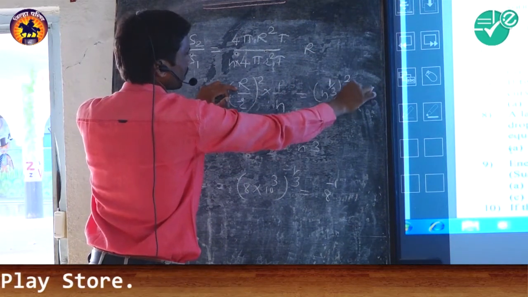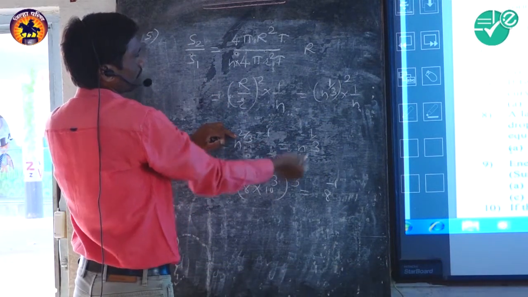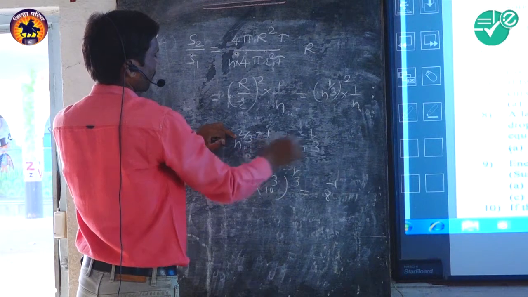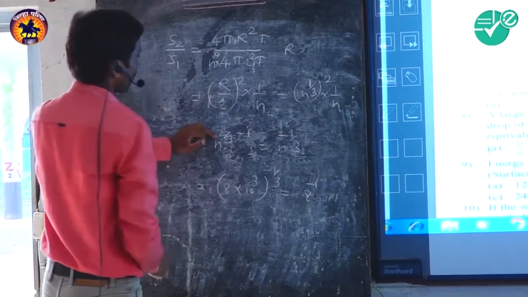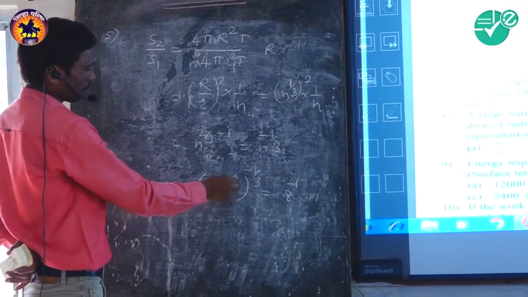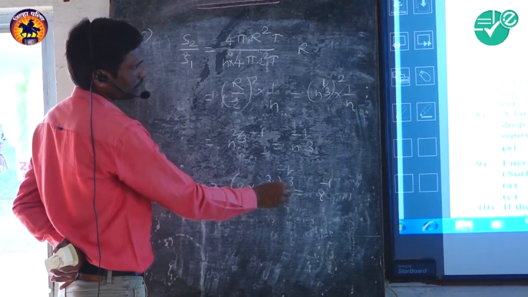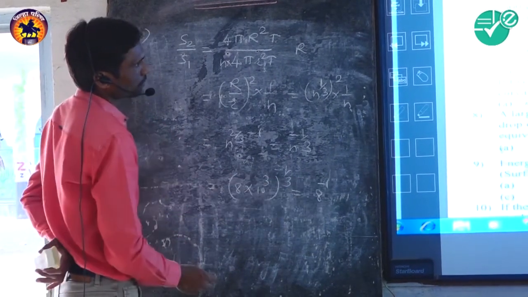Raised to 2 by 3, as it is, into 1 by n. So 2 by 3, taking numerator minus 1, so n raised to minus 1 divided by 3. 2 minus 1 means minus 1 by 3. That is equal to 8 into 10 raised to 3, raised to minus 1 by 3. That is 8 raised to minus 1.